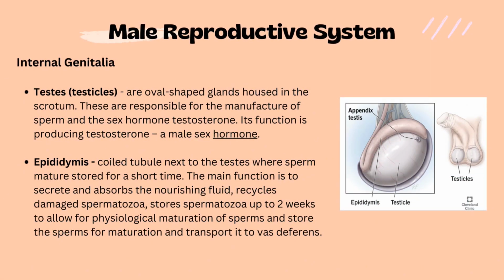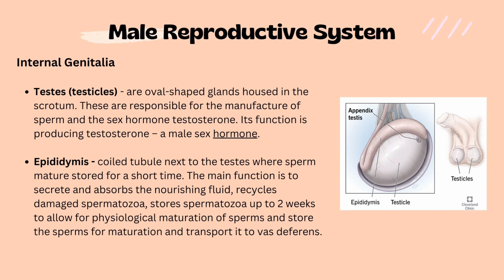The internal genitalia. First, testes or testicles. So as you can see on the picture, makita nyo nga may oval shape nga are parts sang scrotum, and these are responsible for the manufacture of sperm and sex hormone testosterone. And the function is producing testosterone or ginatawag nga male sex hormone.